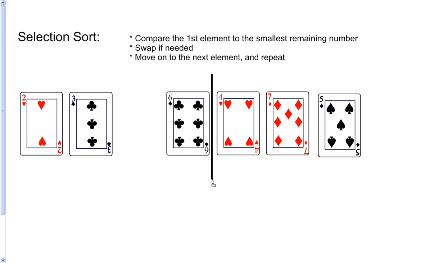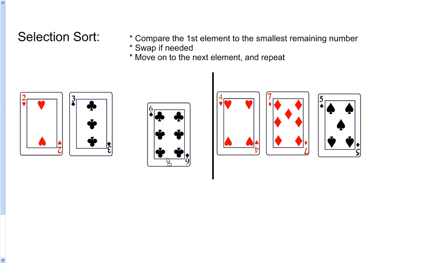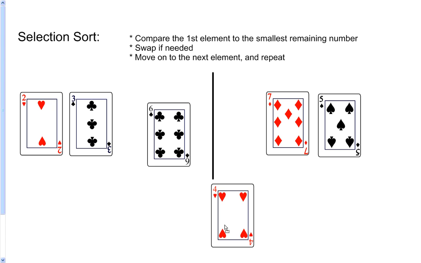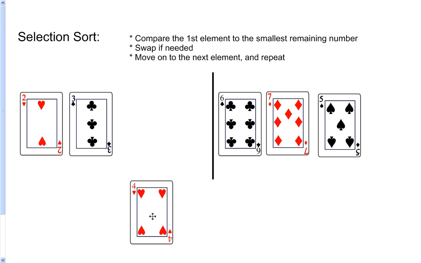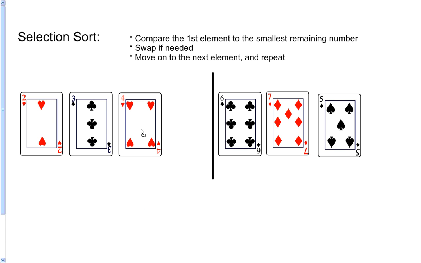So the next thing we need to do is check the 6 and compare it to the smallest remaining element, which is 4, and ask, do they need to be swapped? The answer is yes. We need the 4 to swap with the 6, and it gets placed there, and we now have 3 elements in the right order.